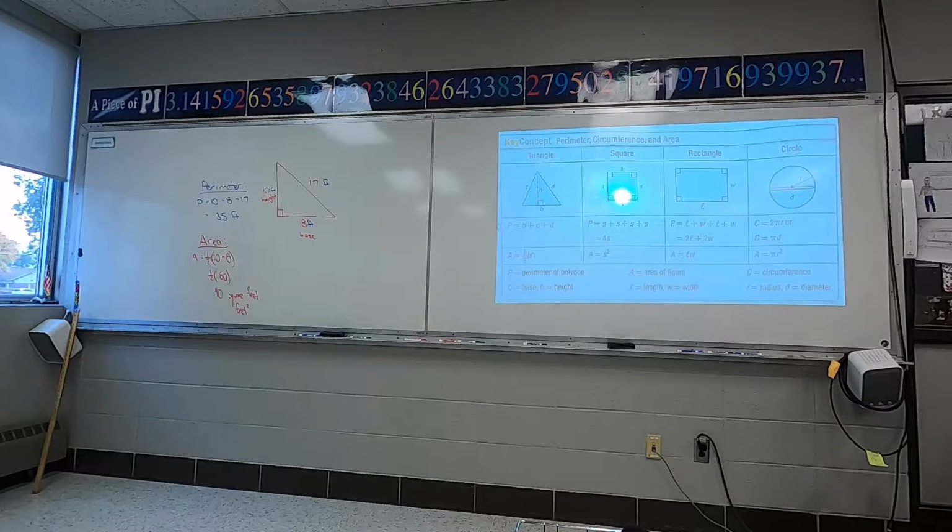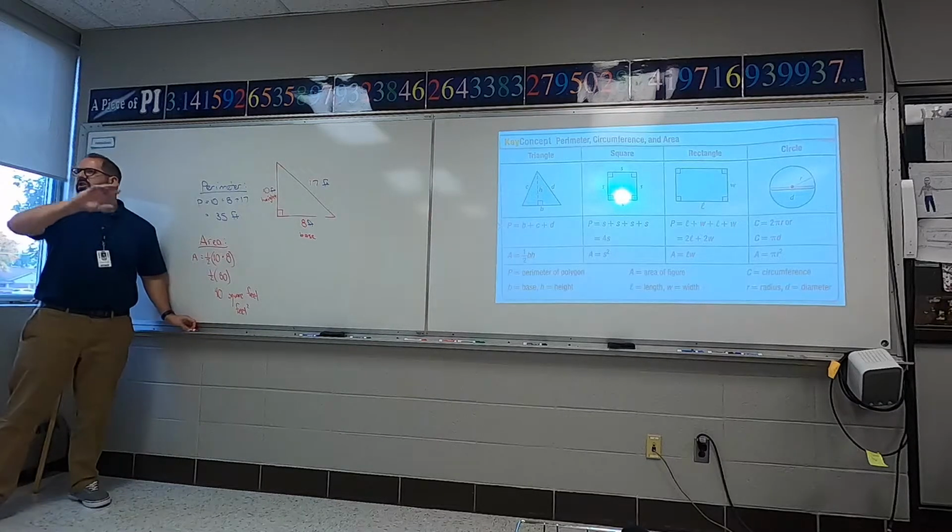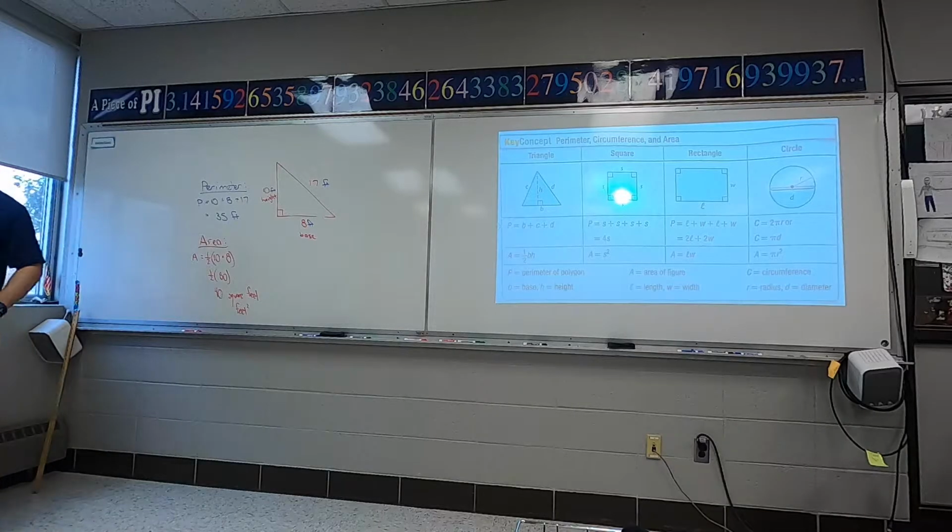Now, let's talk about why. This is something that some people like. Perimeter makes sense. You just add the walls, fine. Just the perimeter around the outside of your pen or whatever you're building here. But area, why does this work? Why would it be 40?